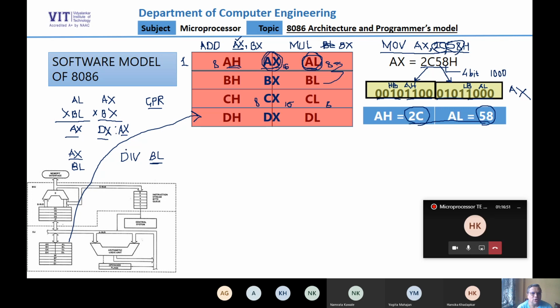Like in this case, I have already explained the case in front of you. So whenever I perform multiplication of AX and BX, just a minute.